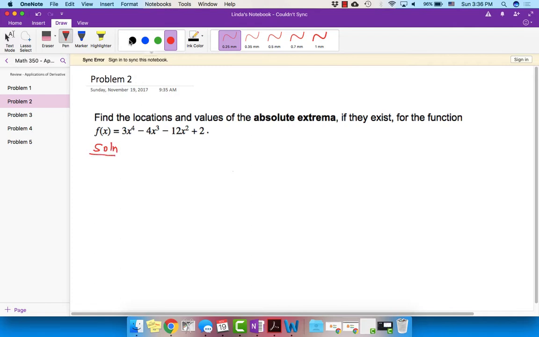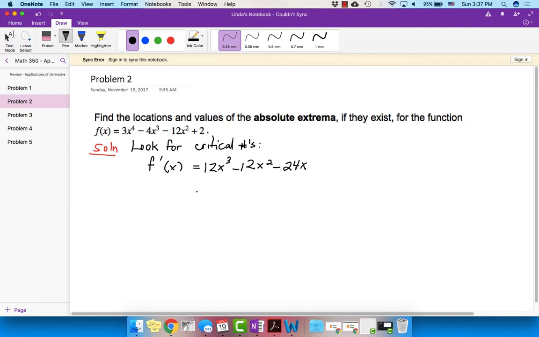We will be looking for critical numbers, and the critical numbers are found by taking the derivative of this. So again, to save time, I will write down the derivative, which is going to be 4 times 3 is 12s to the third, minus 3 times 4 is 12s squared, minus 2 times 12 is negative 24s, and then 0.